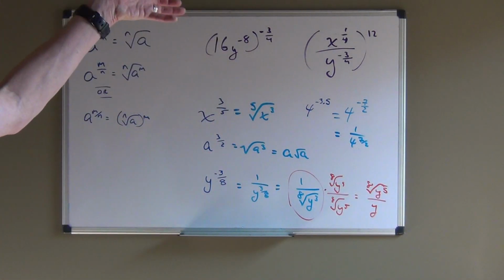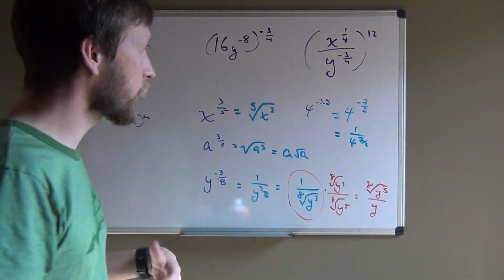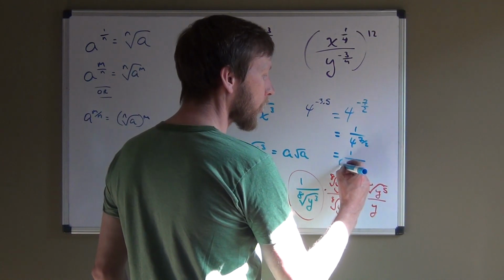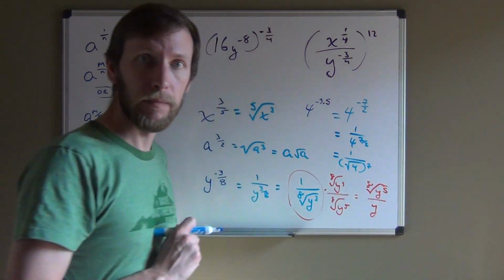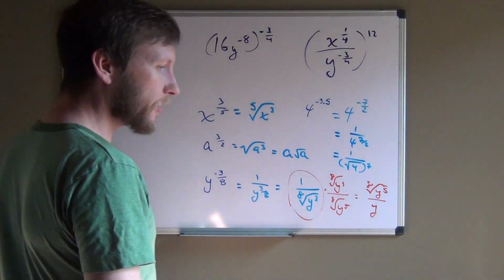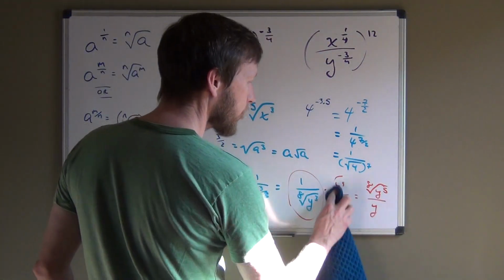So we have 1 over 4 to the 7/2, which means that we have 1 over the square root of 4 to the 7th power. All right? And we know already that the square root of 4 is 2.